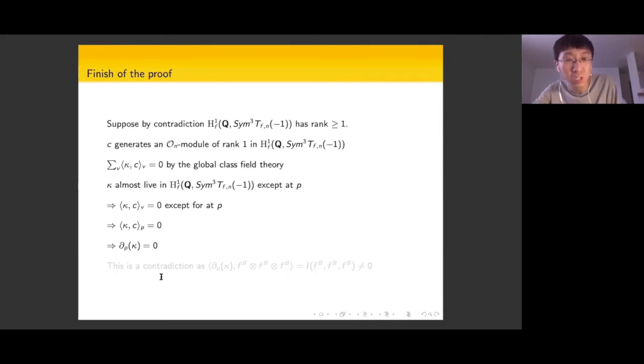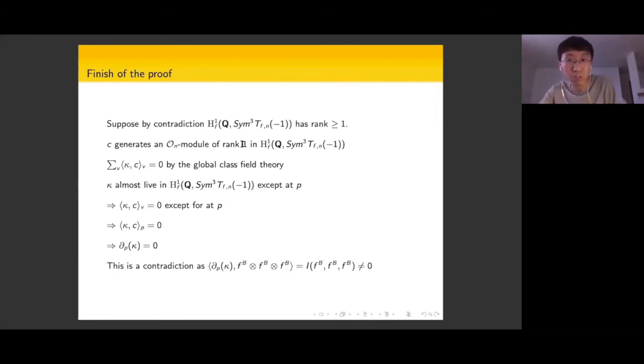But this is a contradiction because of the third crucial ingredient, which I forgot to call the reciprocity law. By the reciprocity law, the singular part of this kappa is related to the Gross-Schoen period, which by assumption is non-vanishing. So this singular quotient cannot vanish, and this is a contradiction, and the theorem is proved.